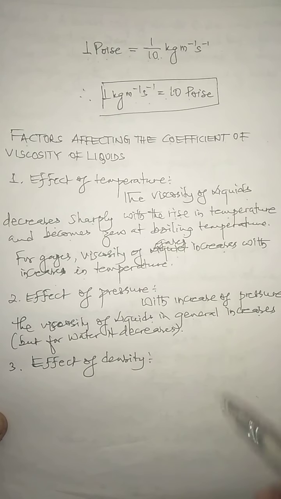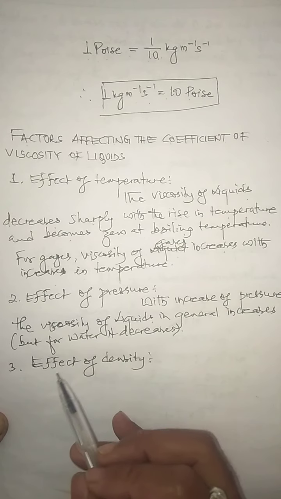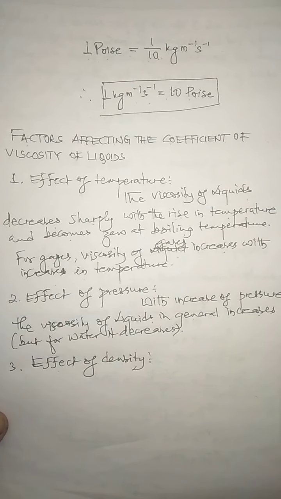Next, the last factor that we can see for the effect on viscosity of liquid is the effect of density. Means density of liquid also changes the viscosity of liquid. That's why you know that different liquids have different viscosity because of different density. The viscosity of liquid increases with the increase in density.